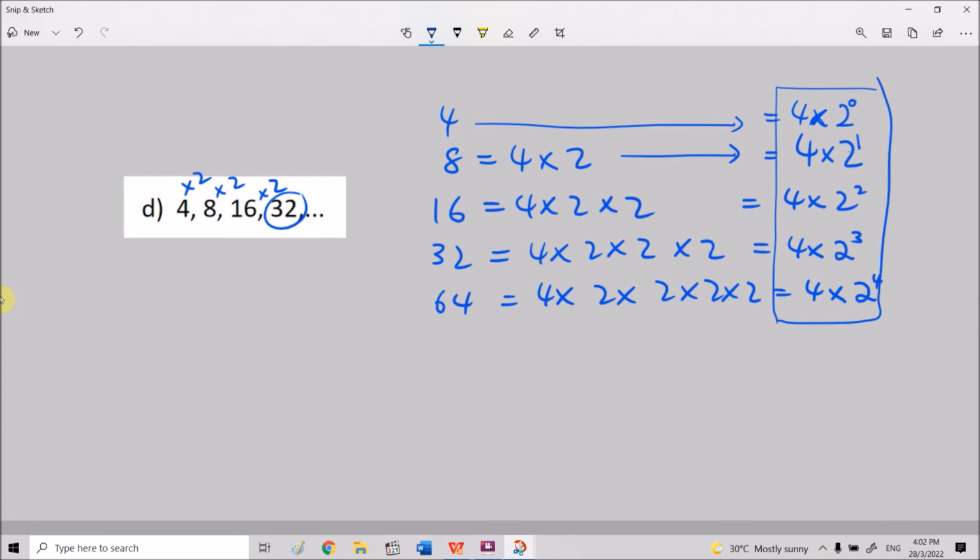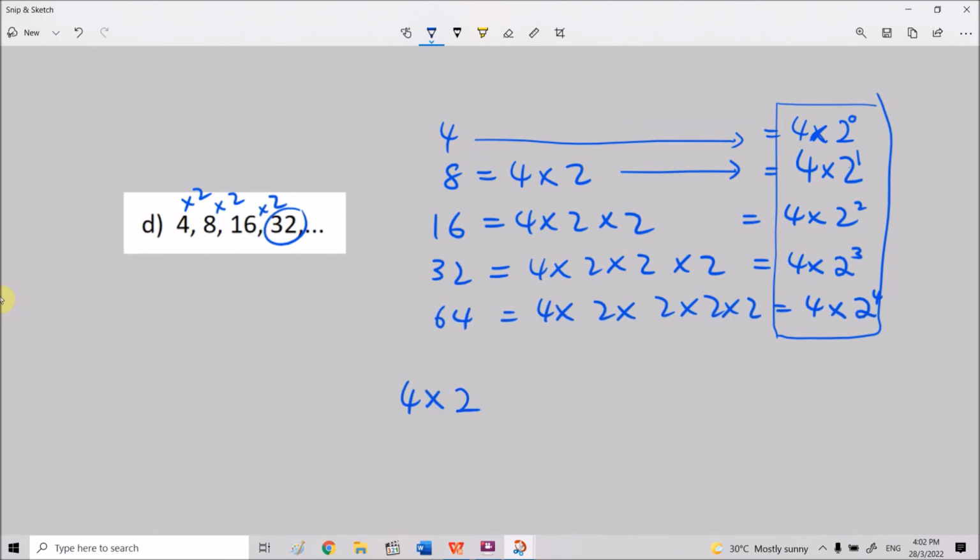Now how are you going to write this? You see 4 times 2, and then the running numbers are the power here. The running numbers should be written as n, where n equals 0, 1, 2, and so on. We are not done here, because when you learn Form 3 mathematics later, you can write the 4 here as 2 to the power of 2 times 2 to the power of n.